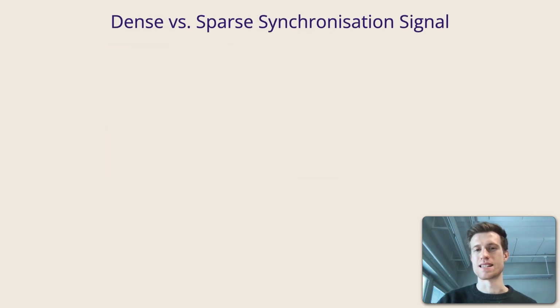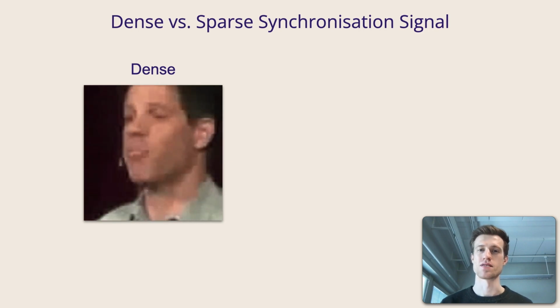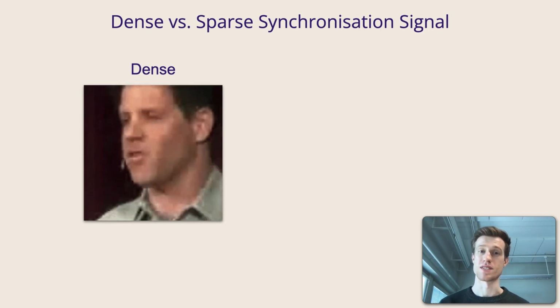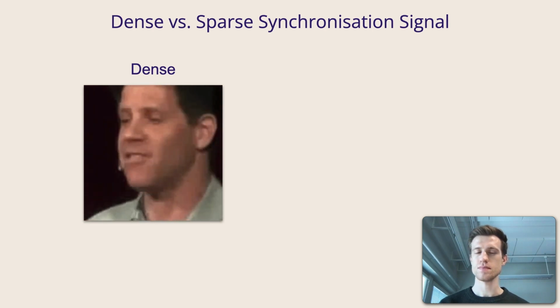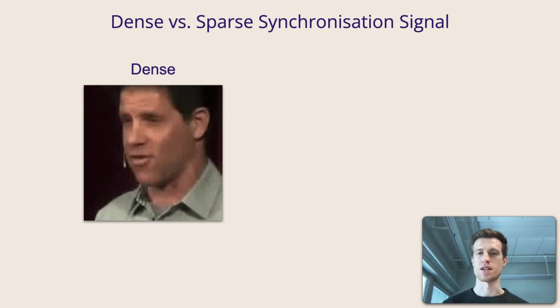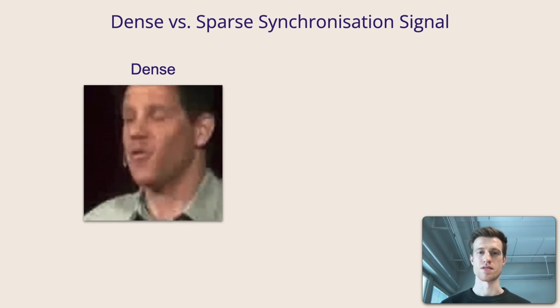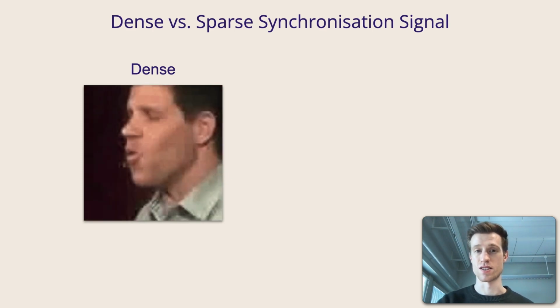What do we mean by dense and sparse synchronization signals? For example, cropped talking head videos give you a dense synchronization signal in both time and space, and most of the prior works were considering this type of data. Synchronization of talking heads is pretty much solved nowadays, so instead, we're interested in synchronizing videos with sparse synchronization cues.